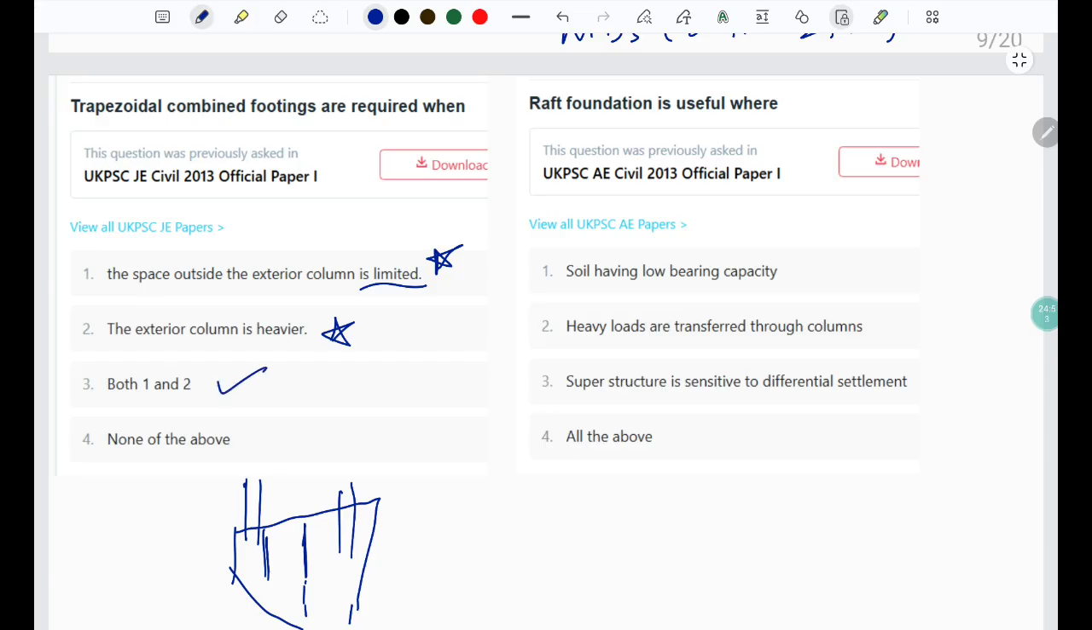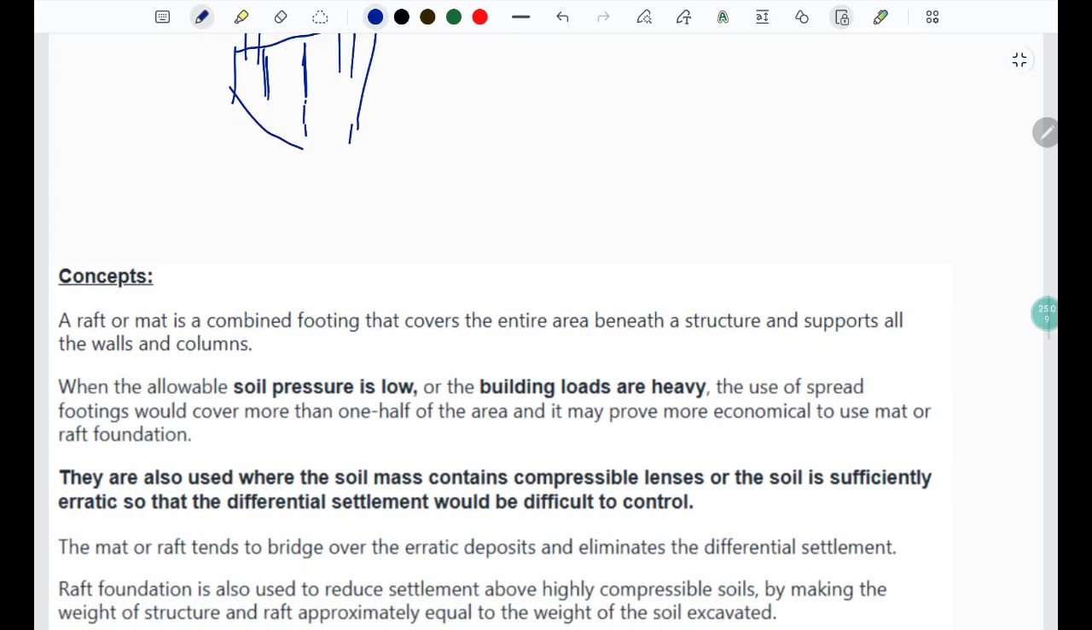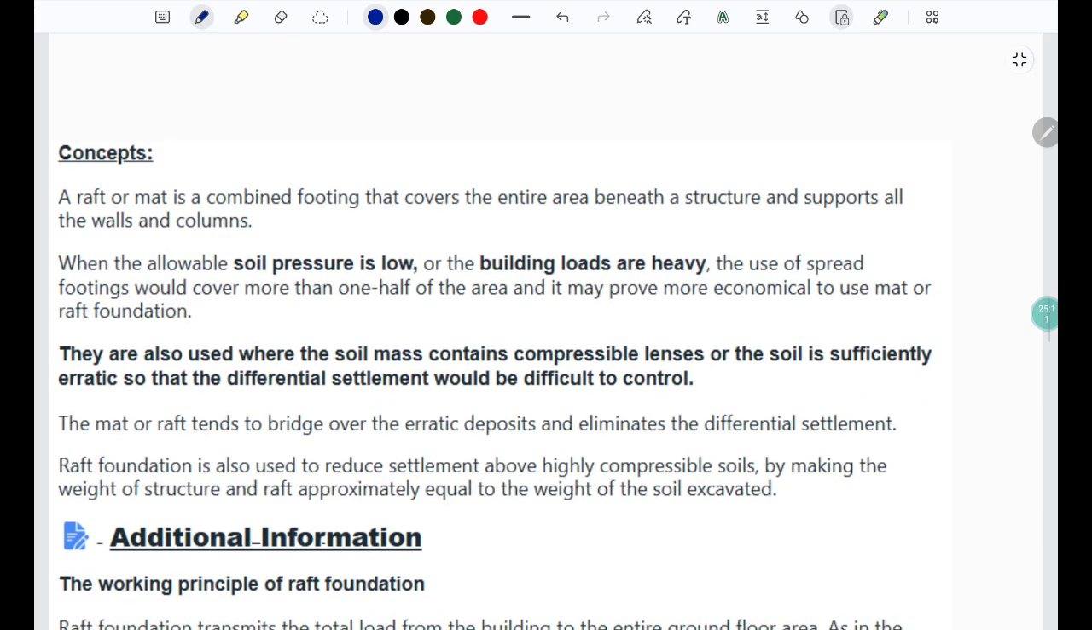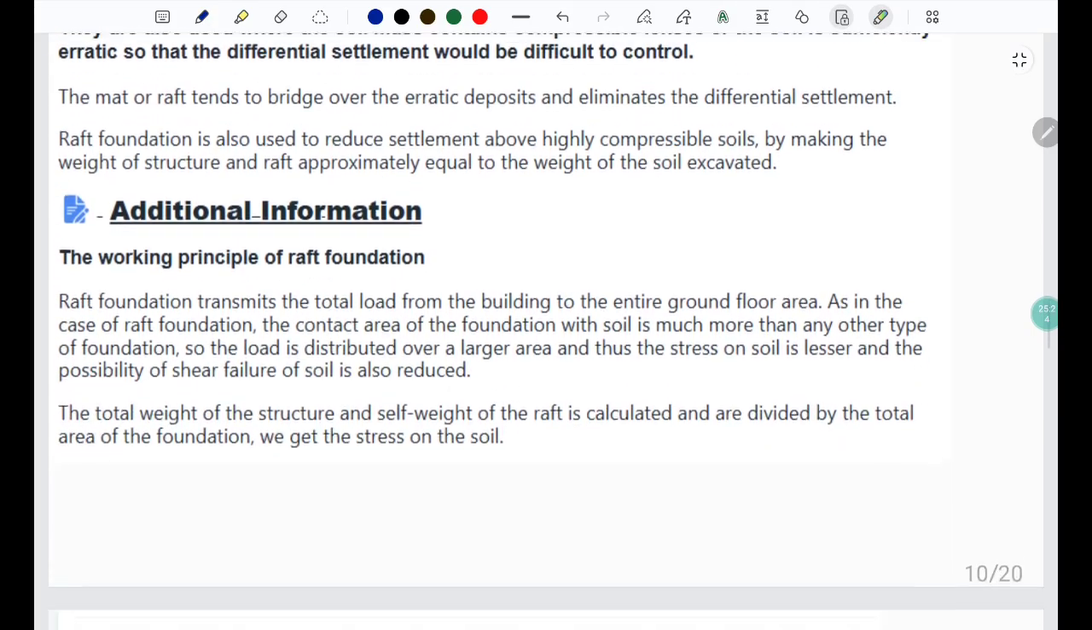Then we have raft foundation is useful where soil having low bearing capacity, it is correct. Heavy loads are transferred, it is correct. When the superstructure is sensitive to differential settlement, yes, raft foundations make sure that differential settlement doesn't happen. So all of these. Raft is given when the soil pressure is low, building loads are heavy. They are used where the soil mass contains compressible layers of soil and is sufficiently so the differential settlement is difficult to control.